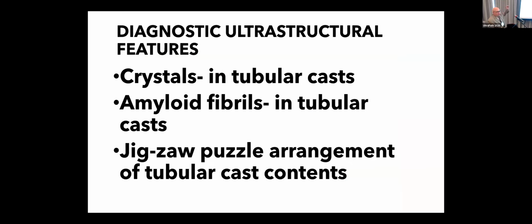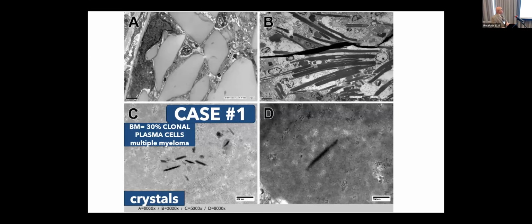And the 3 things we identified as being specific were crystals. I'm talking about crystals like the ones you see in Fanconi syndrome or in the proximal tubulopathy with crystalline inclusions. I'm talking about those specific crystals. I'm talking about cases in which there were amyloid fibrils. And going back, we would do a Congo red stain and we would prove that. And most important, I'm talking about cases that had the jigsaw puzzle arrangement of the tubular cast contents. Some cases looked like that.